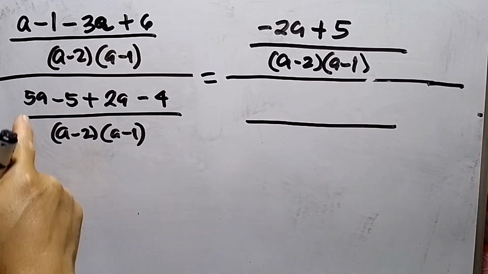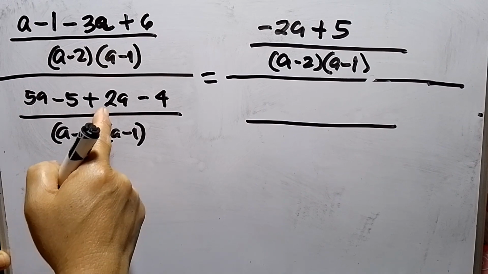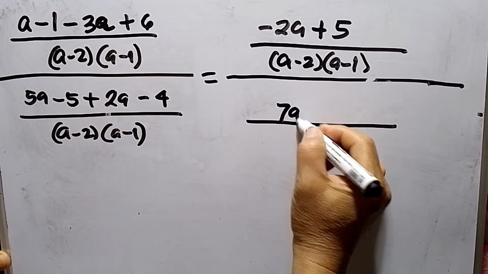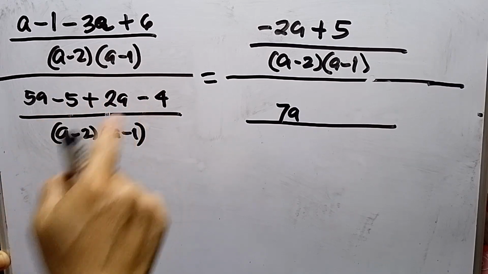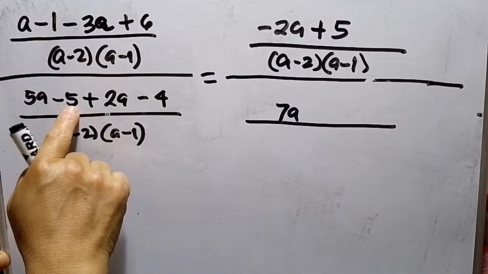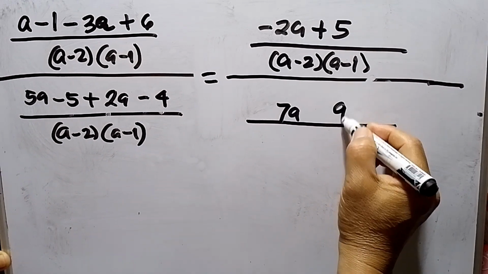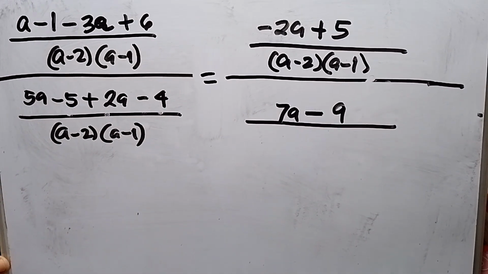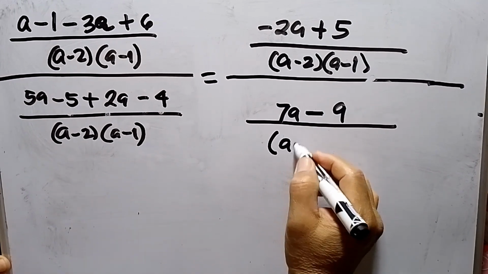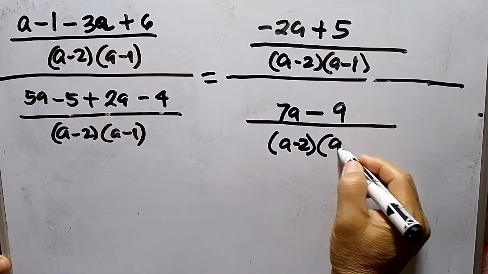So combine also 5a plus 2a, that will be 7a. How about negative 5, negative 4? So take note, same sign. So just add this one, 5 plus 4 is 9. And then common sign, minus. Then copy this one, a minus 2 and a minus 1.